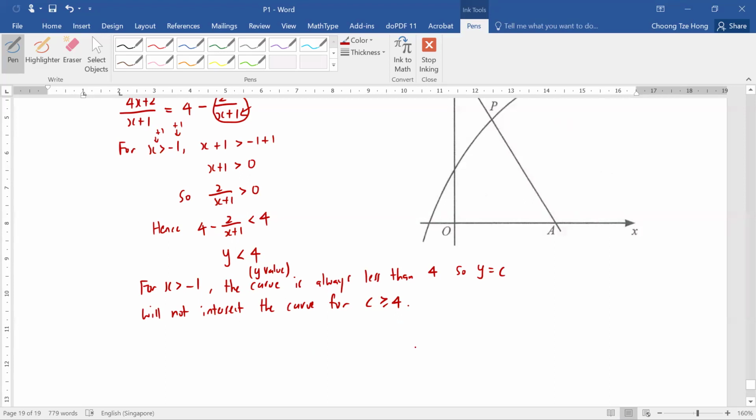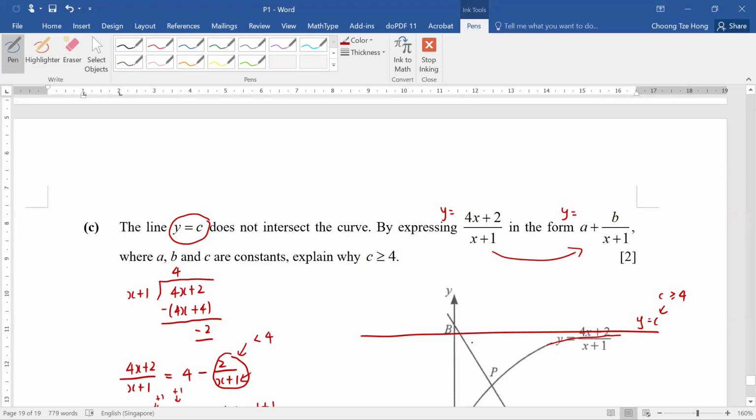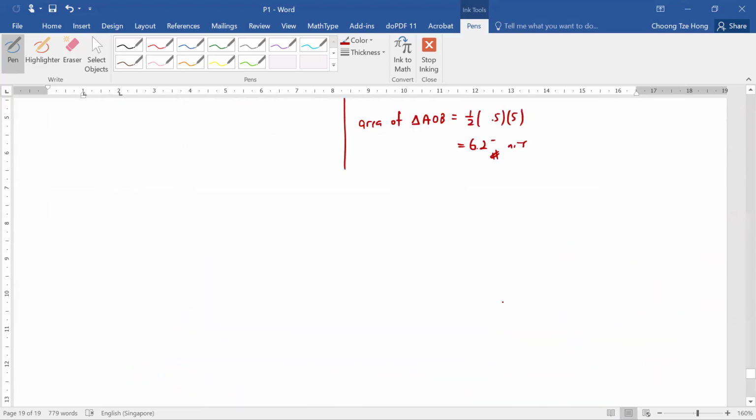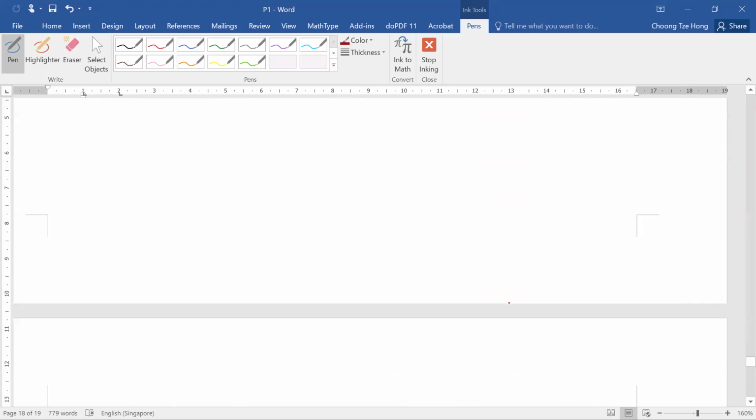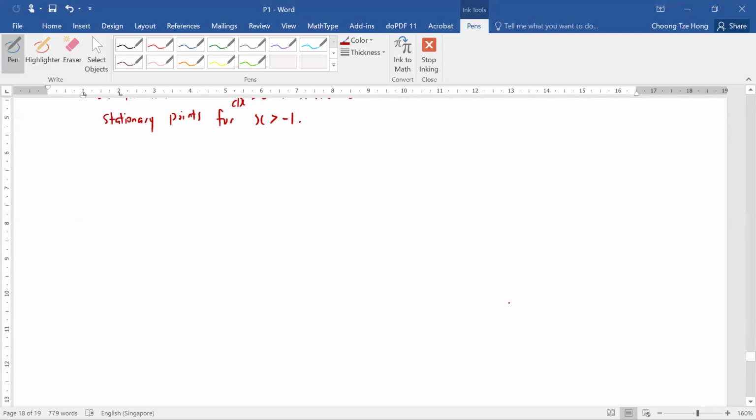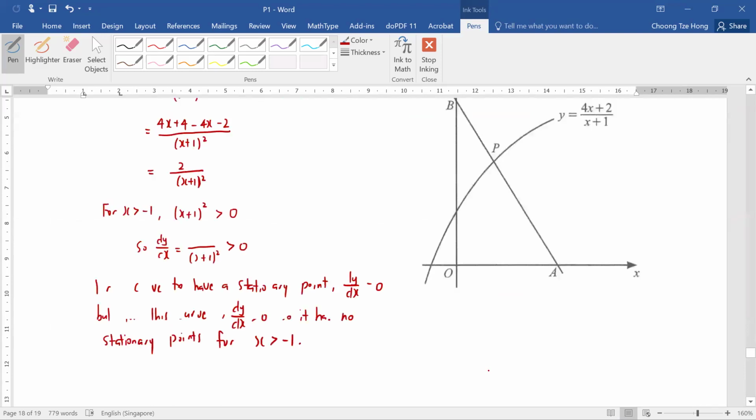So this is a long question that involves multiple concepts, but you should be confident. It's overall not too difficult a question, so you should be confident in solving questions like this.